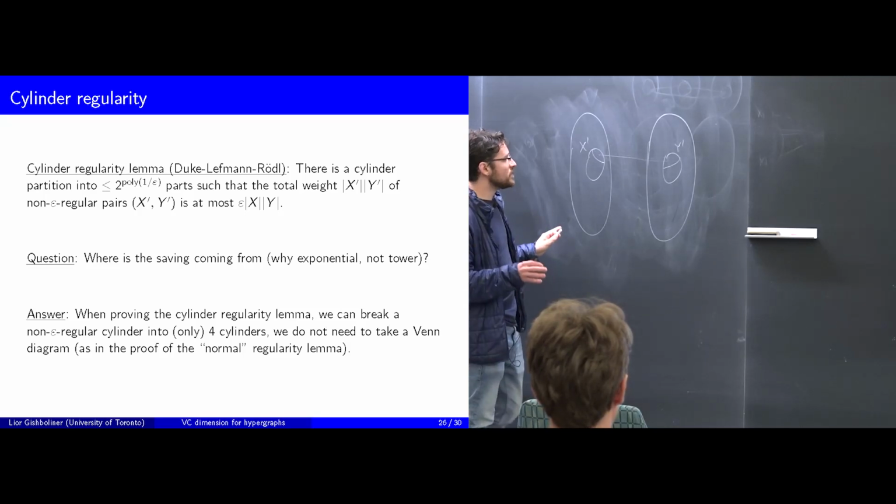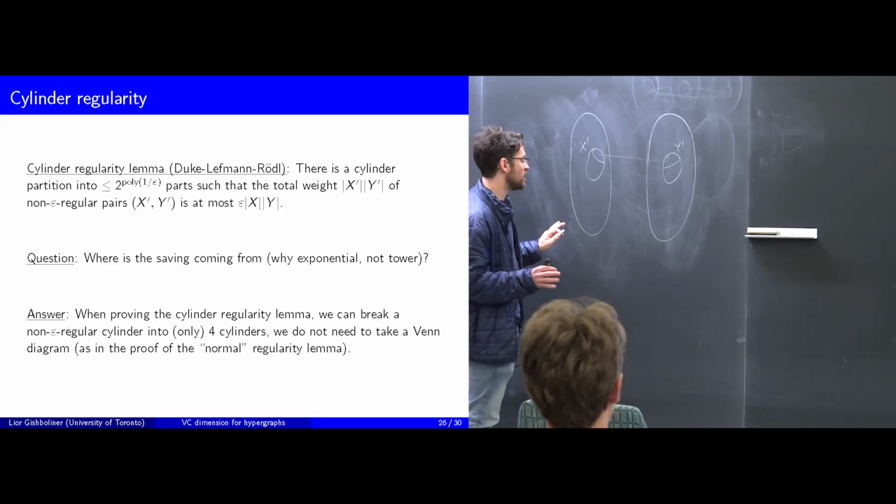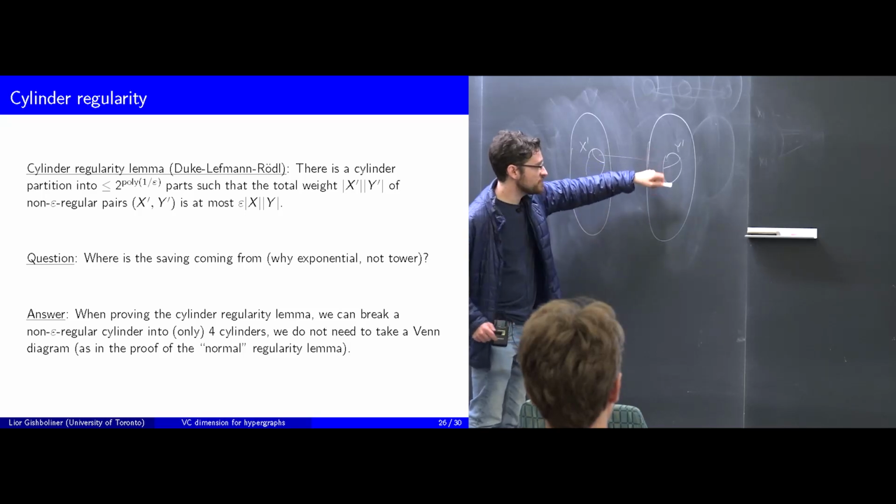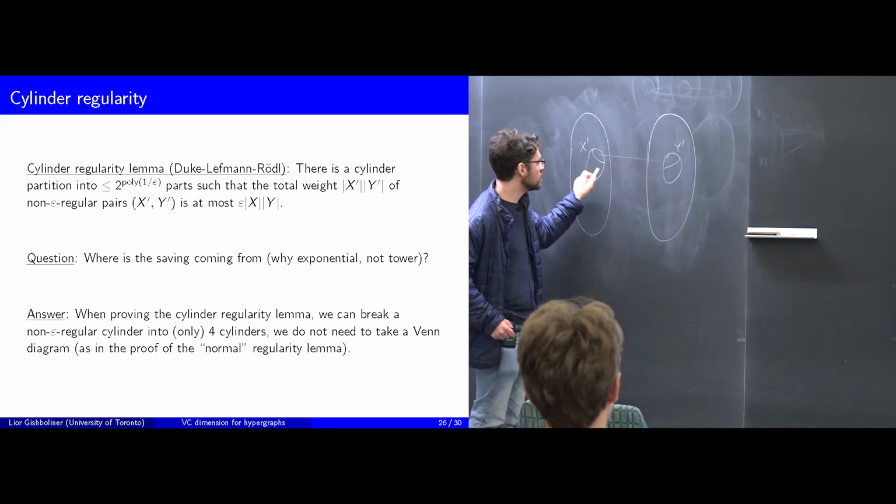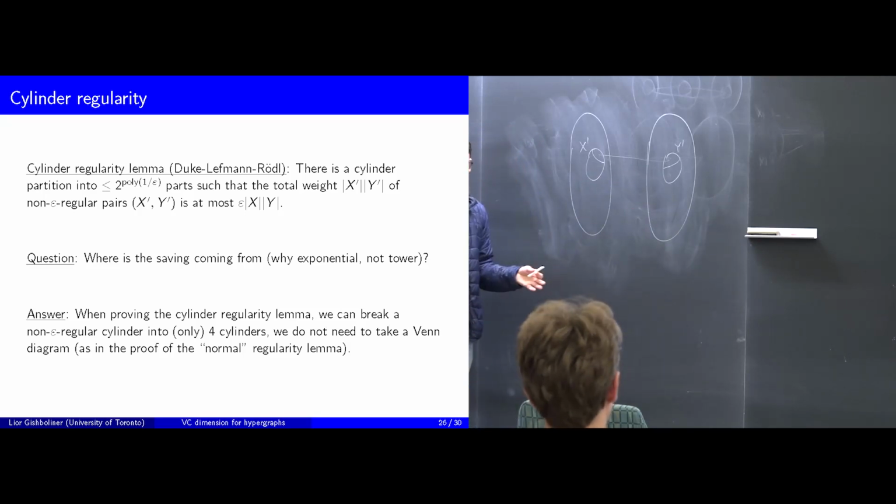Now, if I only wanted a cylinder partition, my life is easy. I just break this cylinder into 4 cylinders, right? This versus that, this versus that, this versus that, and this versus that. So the number of parts is only multiplied by 4.